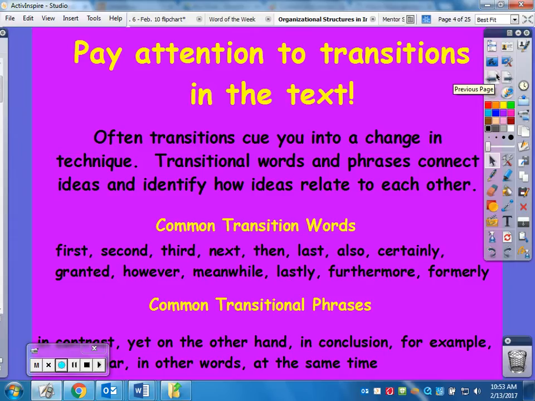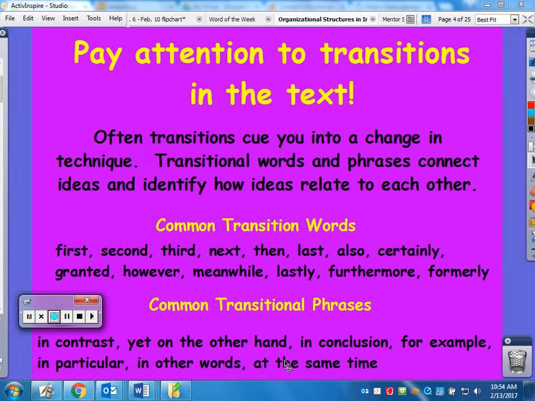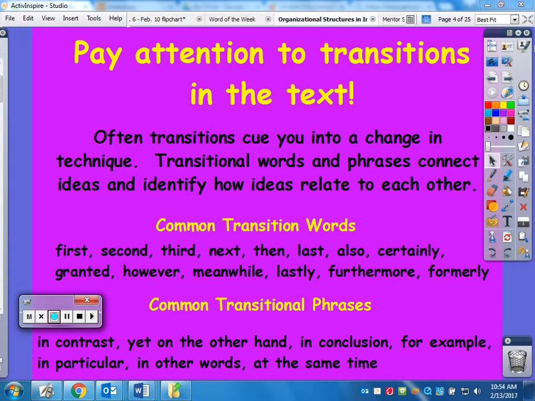Transitions often will cue you into a change in technique. Transitional words and phrases connect ideas and identify how ideas relate to each other. Here are some common transition words to look out for. First, second, third, next. You guys can read the rest. And here are some common transitional phrases. In contrast, yet, on the other hand, in conclusion.